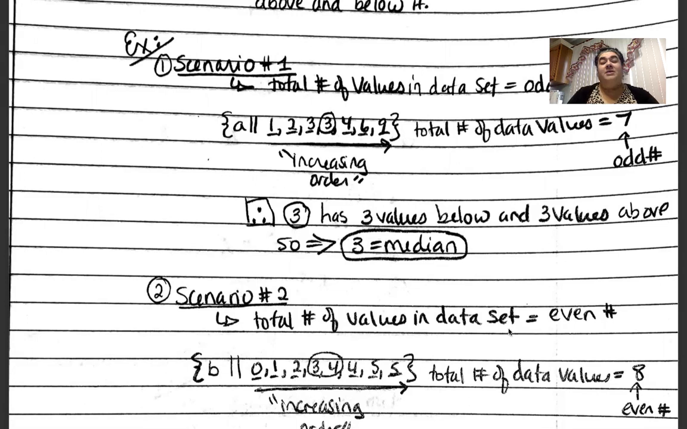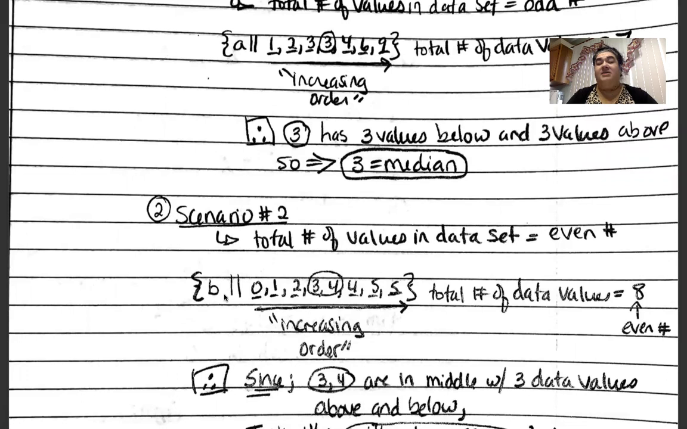Here's what you do. When we have set B, okay, such that the values in set B are 0, 1, 2, 3, 4, 4, 5, and 5, the total number of data values for set B is 8. This is an even number. So we have an even number of total data values in our set. We still start by putting all of our data values in increasing order from left to right. So you can see that all my data values are in increasing order, starting with the least, which is 0, ending with the highest, which is 5.